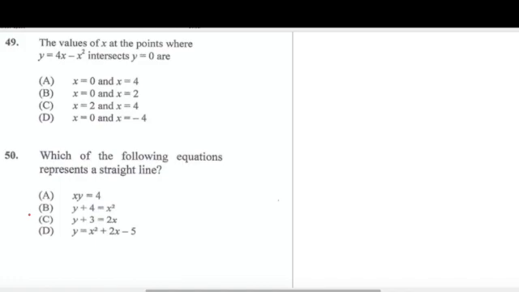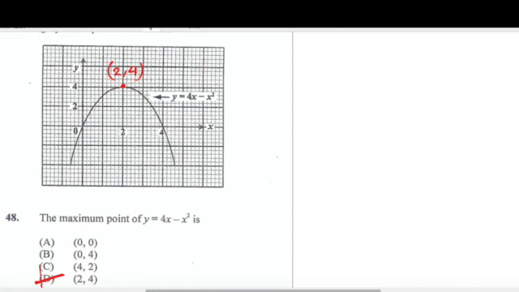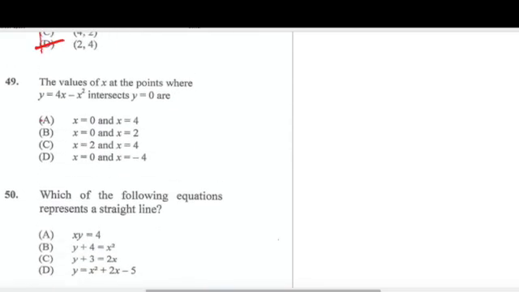The values of x at the points where that equation intersects y is equal to 0. Y is equal to 0 is the x-axis. So where does it intercept the x-axis? At 0 and at 4. So x is 0 and x is 4.